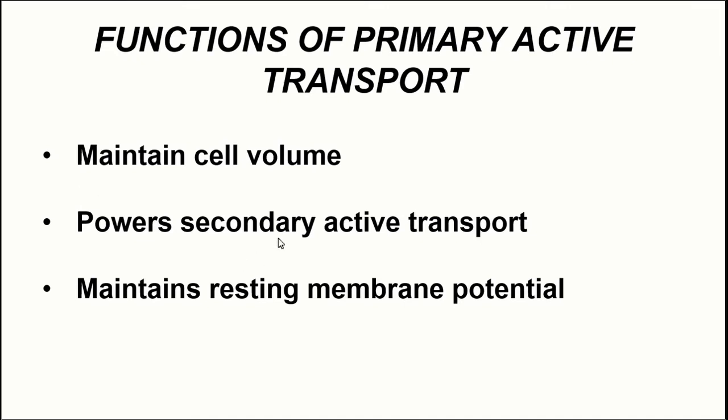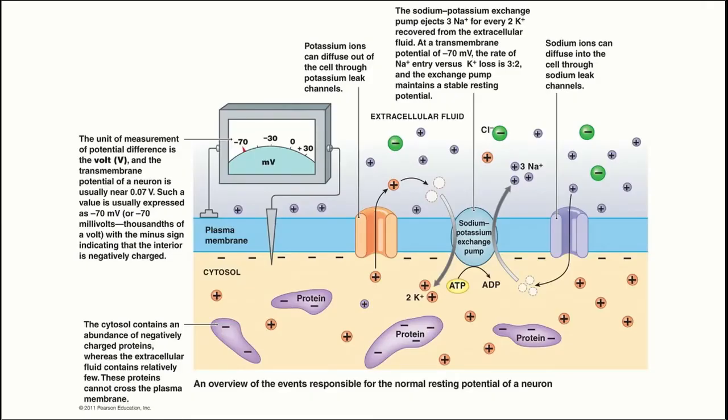Next, it also powers secondary active transport. Secondary active transport is highly dependent on the action of primary active transport, and we'll see that here in a few minutes. Primary active transport also maintains a state or a condition in the cell that's known as resting membrane potential. So let's dive into resting membrane potential and take a look at what it is.